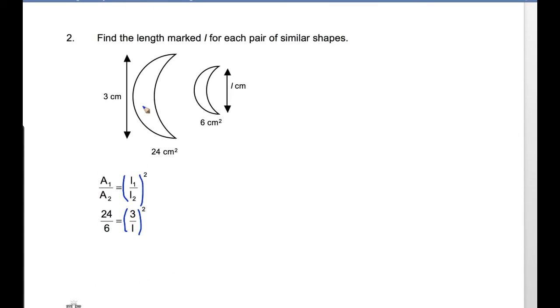As in the first sum, these two figures are similar. Therefore, the ratio of their areas will be equal to the ratio of the corresponding lengths squared. L1 is 3 and L2 is L. So we first simplify this to 4, and the square root of 4 is 2. Therefore, L is 1.5 cm.